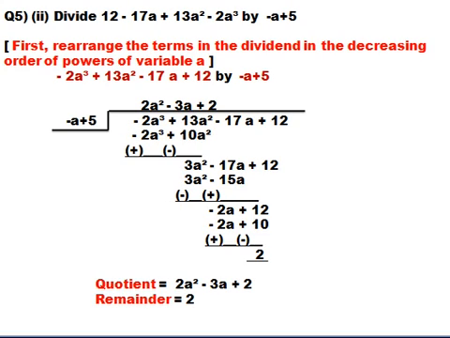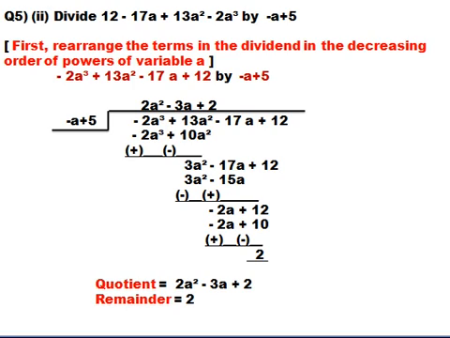Moving ahead, we have question number 5, wherein we have to divide 12 minus 17a plus 13a square minus 2a cube by minus a plus 5. Now the divisor is fine. We have minus a plus 5. But look at dividend. Like I have told you in the very first question that we have to rearrange the terms according to the decreasing order of powers of the variable.